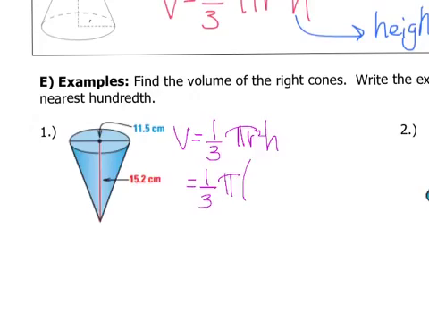The radius of our base is what, ladies and gentlemen? 5.75. That's the diameter taken in half, 5.75. That is squared. And we need the height, which we are given. This is from the vertex to the center of the base. That's the 15.2.